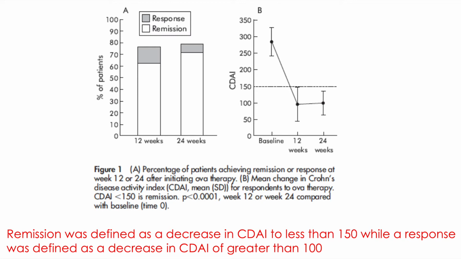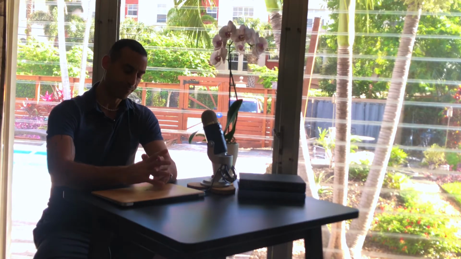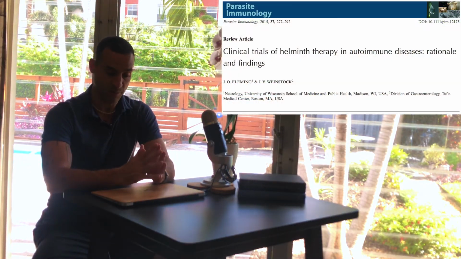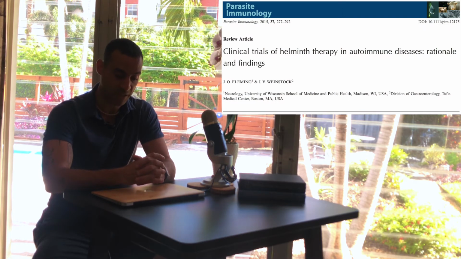So it was under that 150 threshold. So just by reintroducing these sort of old friends, and only partly, when it's just an egg zooming on through, even that had an extremely potent effect on relieving the symptoms of Crohn's disease by reducing the CDAI score. And it's not surprising that helminth therapy is being applied to many, many other topics.